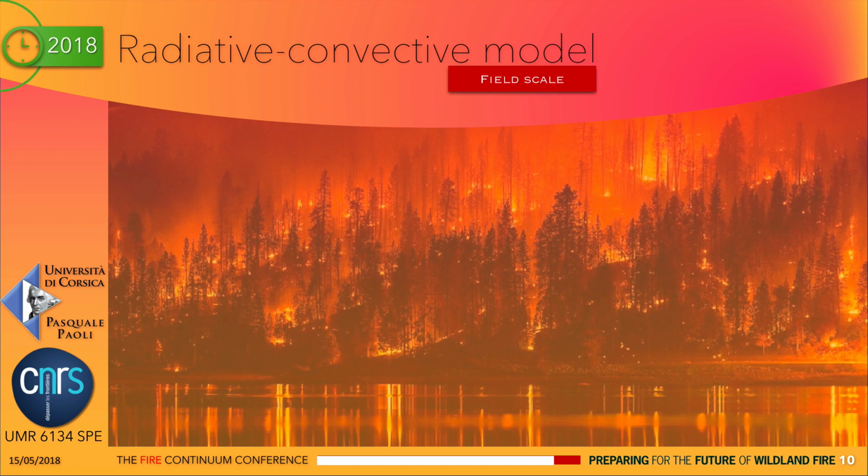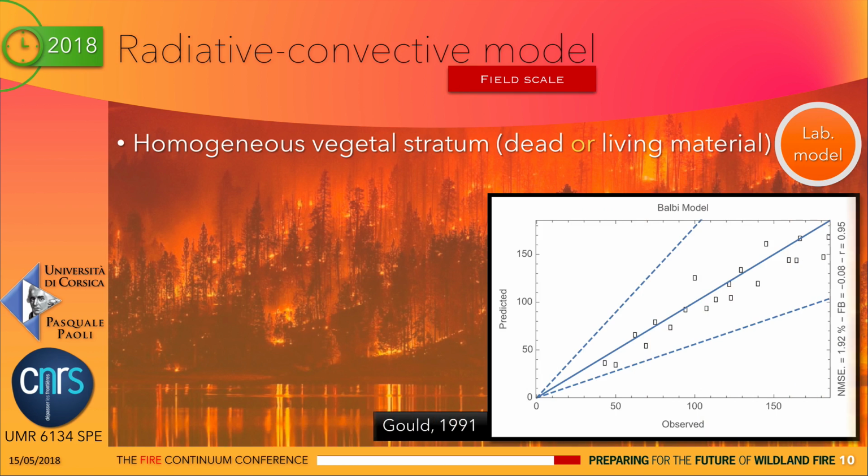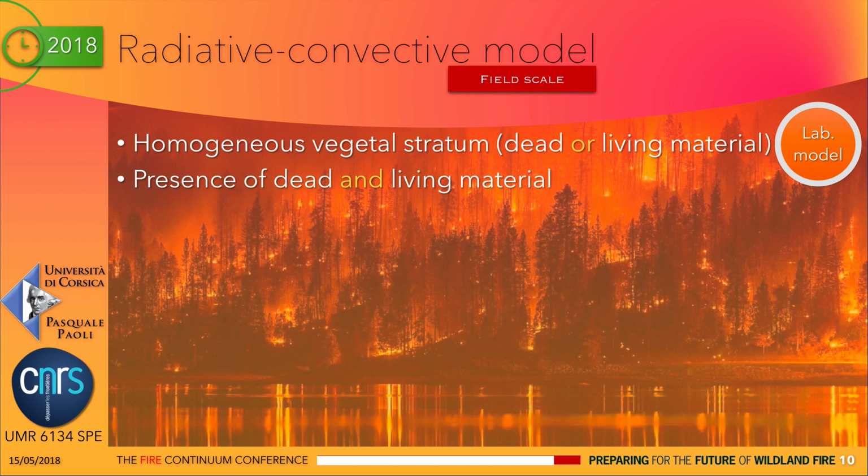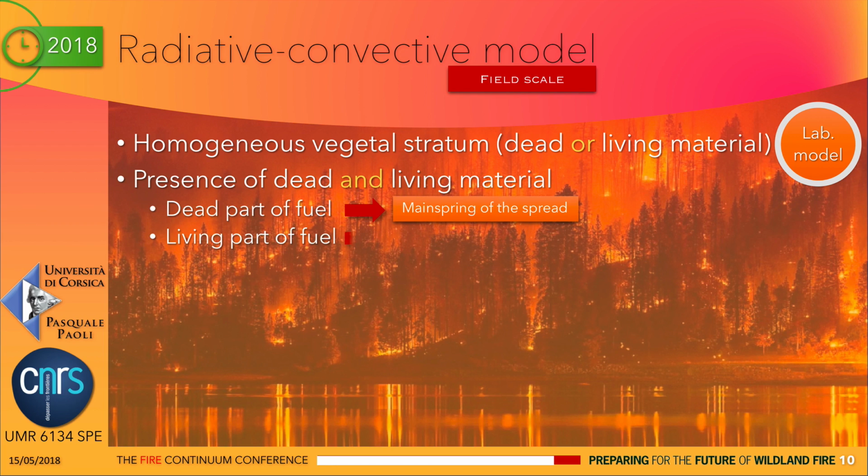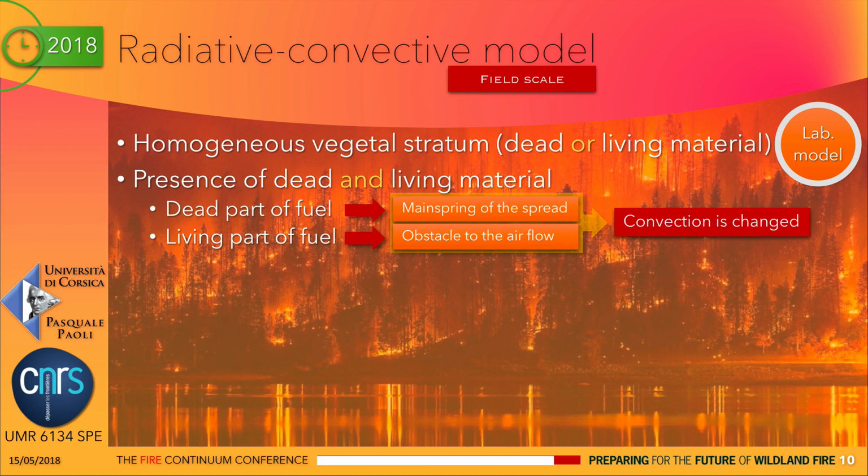This year, we confronted our model to the field scale. When the fuel bed is a homogeneous vegetal stratum, the model gives very good results. Here are the results on the fires performed by Gould. But when the vegetal stratum is composed of dead and living particles, we need to make a new assumption. Indeed, the dead part of the fuel is the mainspring of the spread, whereas the living part of the fuel acts as a brake for the spread. So convection will be changed in this case.